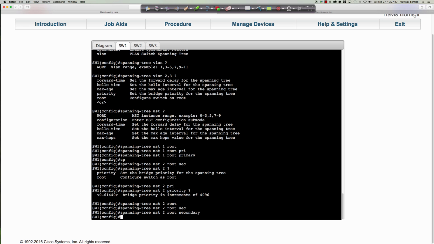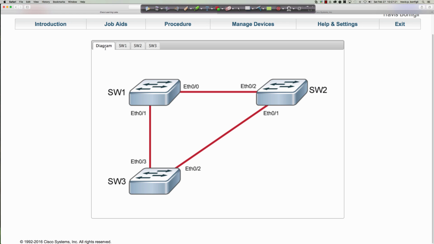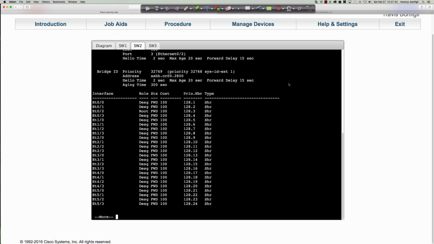So now on switch 2, we need to do the exact opposite, right? Because remember, we're trying to say that switch 1 is my root bridge, MST instance 1 for VLANs 2 and 3, and switch 2 is going to be the primary root bridge for multiple spanning tree instance number 2, in other words, VLANs 4 and 5.